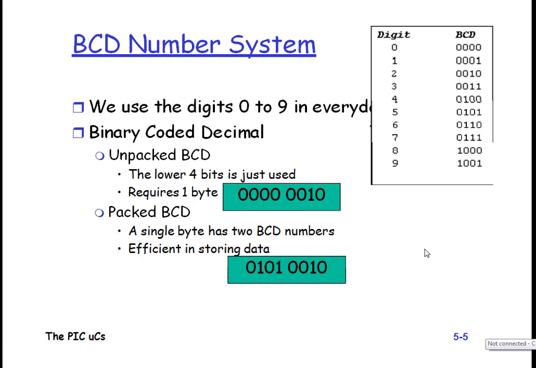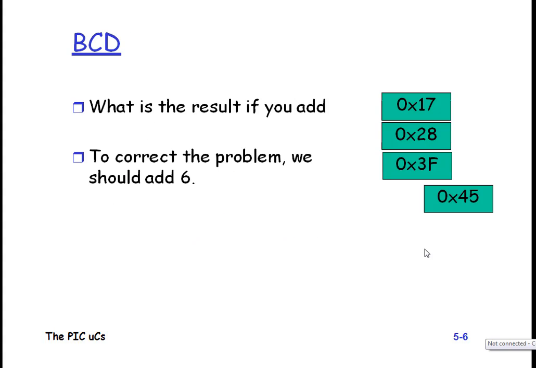BCD number system, binary coded decimal number system. So we use digits 0 to 9 in every decimal system. In the binary coded decimal system, these are unpacked BCD, where only 4 bits are used, so it requires only 1 byte. In packed BCD, a single byte has 2 BCD numbers, so it is efficient for storing data. On the right side, you see how BCD conversion will be used.